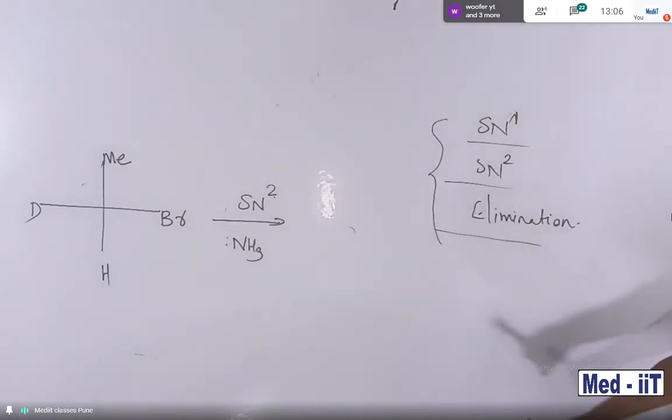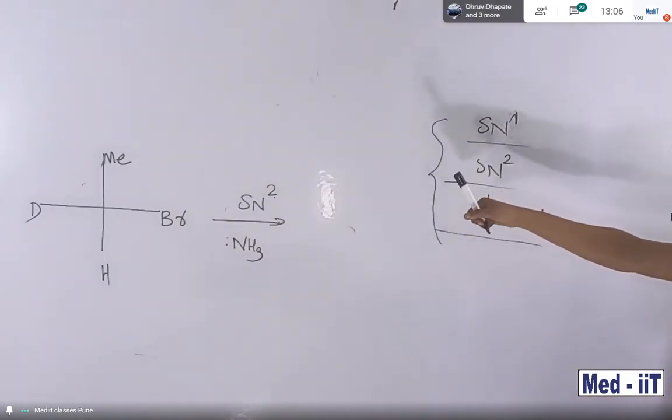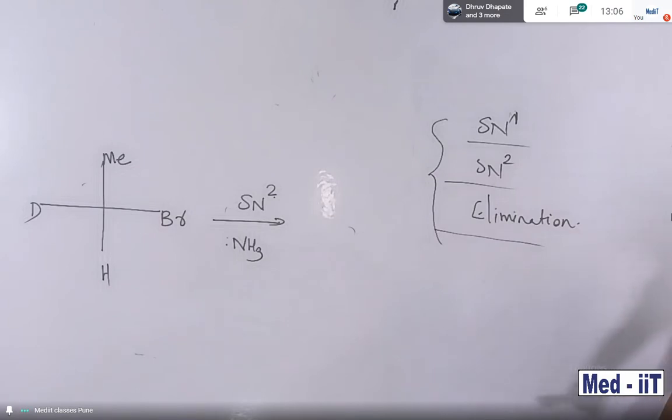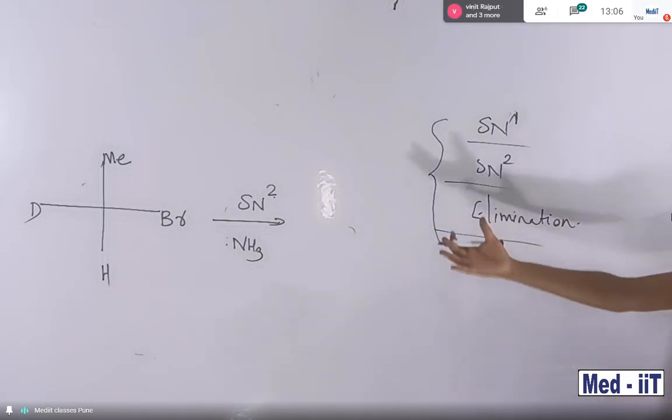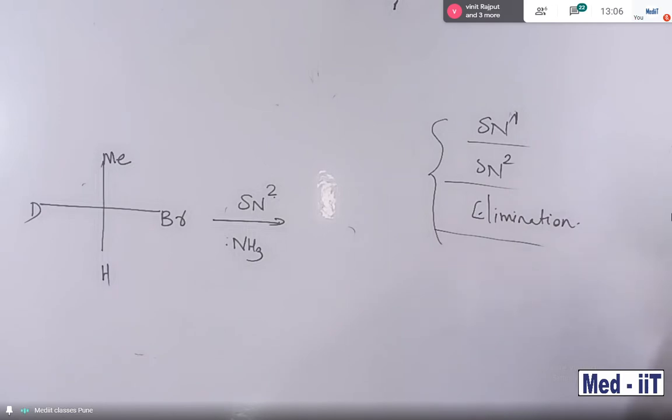But why am I making it like this, with a cross? Because this is an SN2 reaction, right? In an SN2 reaction, some changes are there in the representation of the bond. That's why I am making it like this. So can you predict? Backside attack of nucleophile.